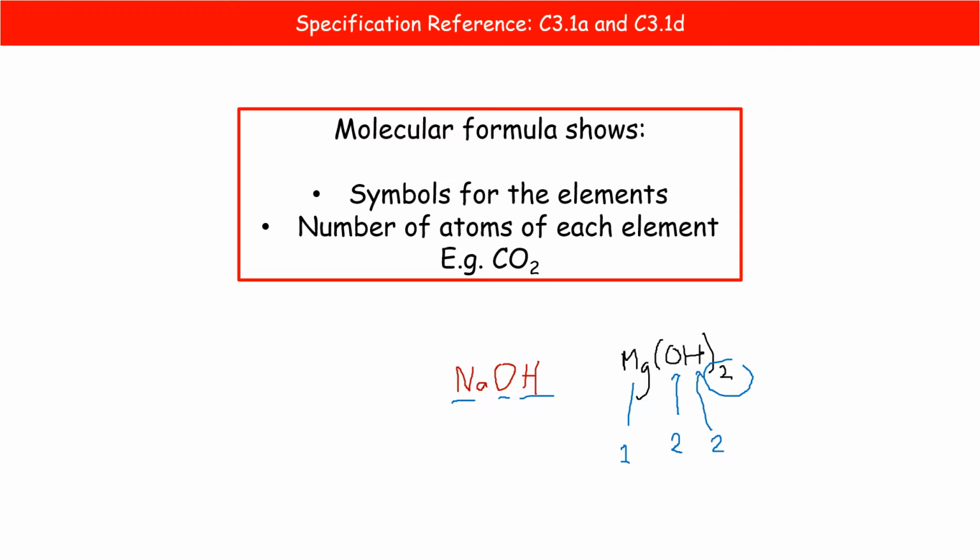We don't have 2 magnesium because it's not in the brackets. So the brackets tell us how many we've then got from the bottom right number. Do remember that little fact though. It's not just 2 hydrogens. It's 2 hydrogens, 2 oxygens, 1 magnesium.